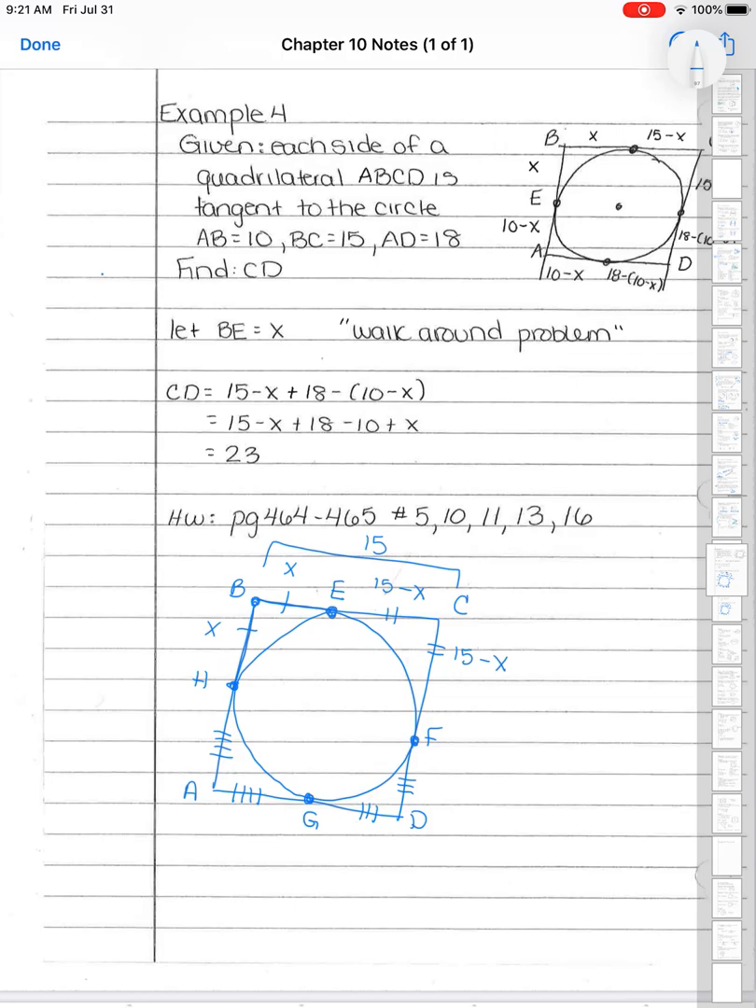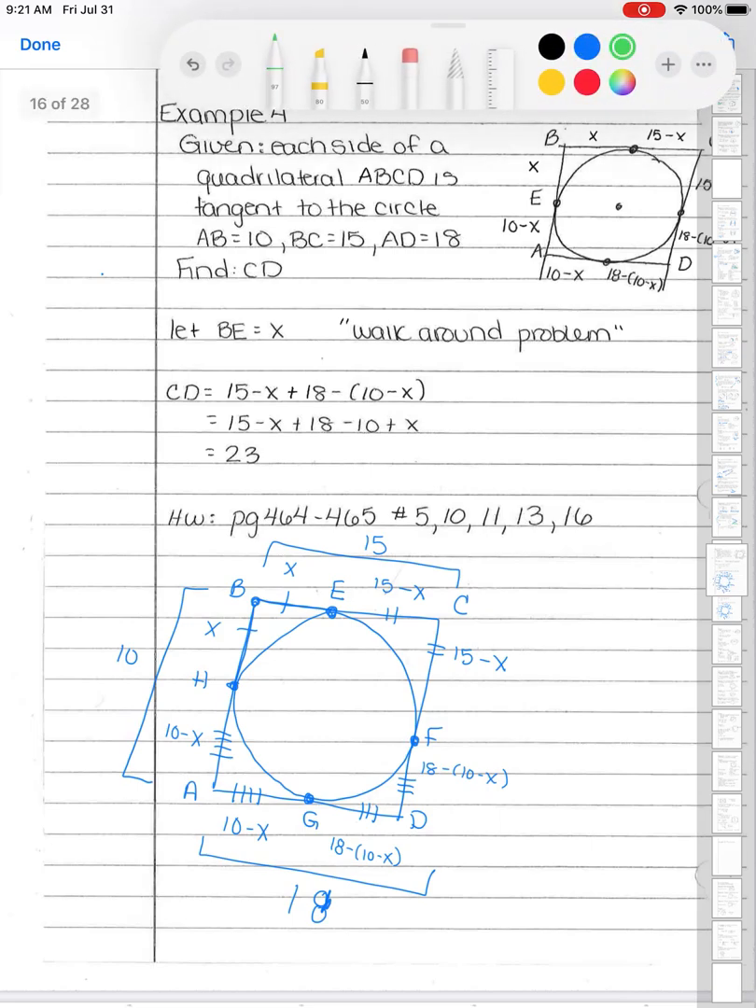So now I have to walk my way around the other way. I go all the way back over here. Now, if BH is x, but I know that AB is equal to 10, that means HA is 10 minus x, which means AG is 10 minus x. And the other one that we know is that AD is 18. That means GD is 18 minus (10 minus x), and FD is 18 minus (10 minus x). And so I have everything filled in.